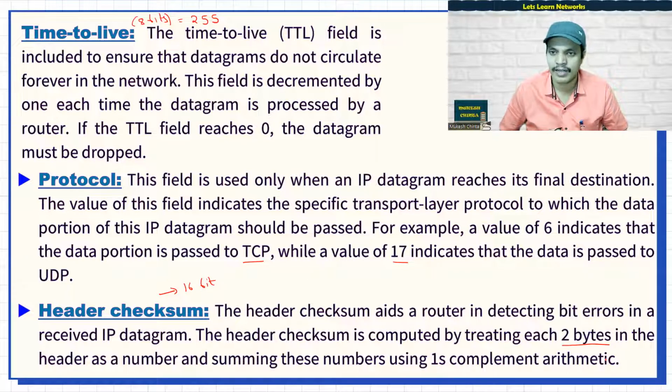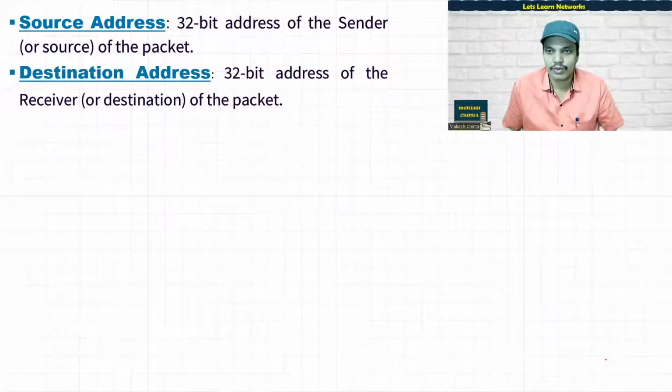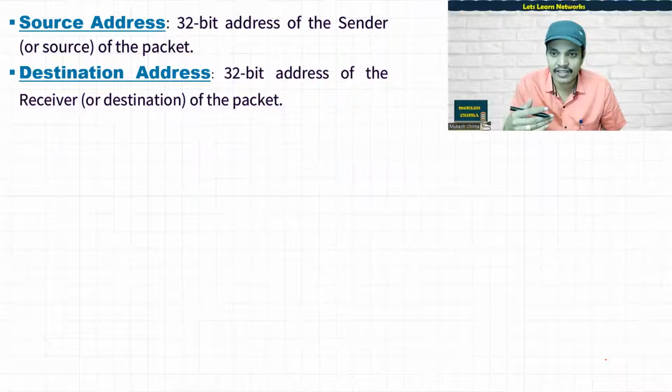This is nothing but the internet checksum method, which we did a few examples on in my earlier videos. So it's a 16-bit checksum that is used for the IP header. Next come the two addresses, your source address and destination address. Both of them are 32 bits in length. The source address identifies who created this packet, and the destination address identifies to which host this packet is destined.